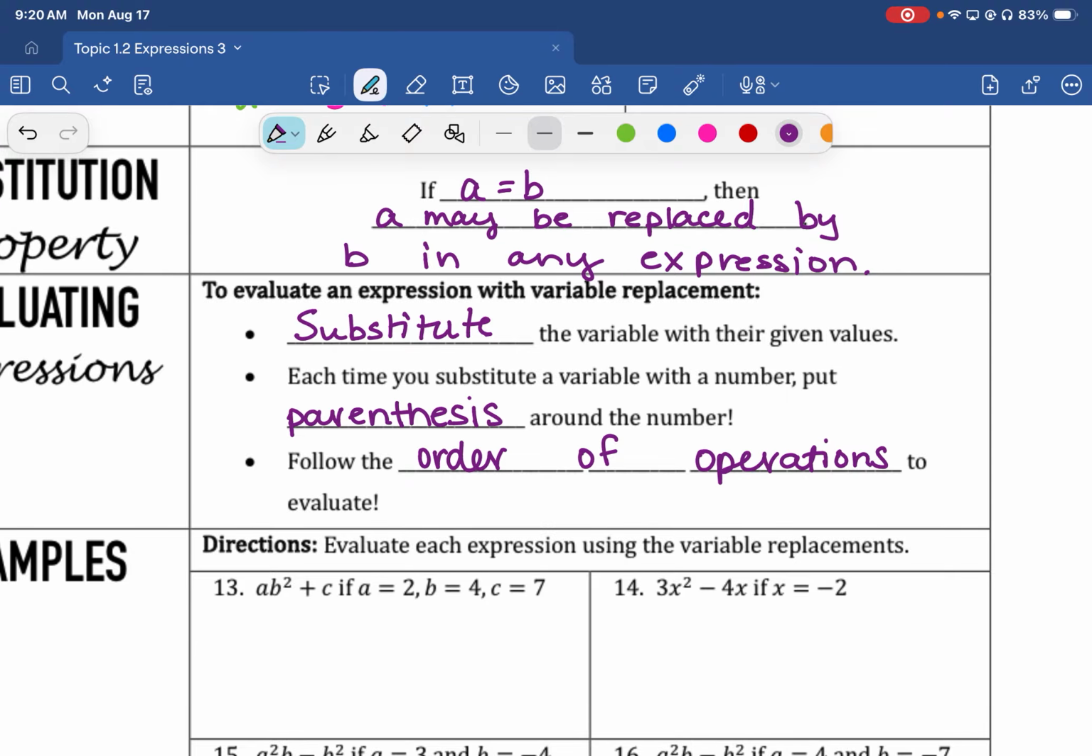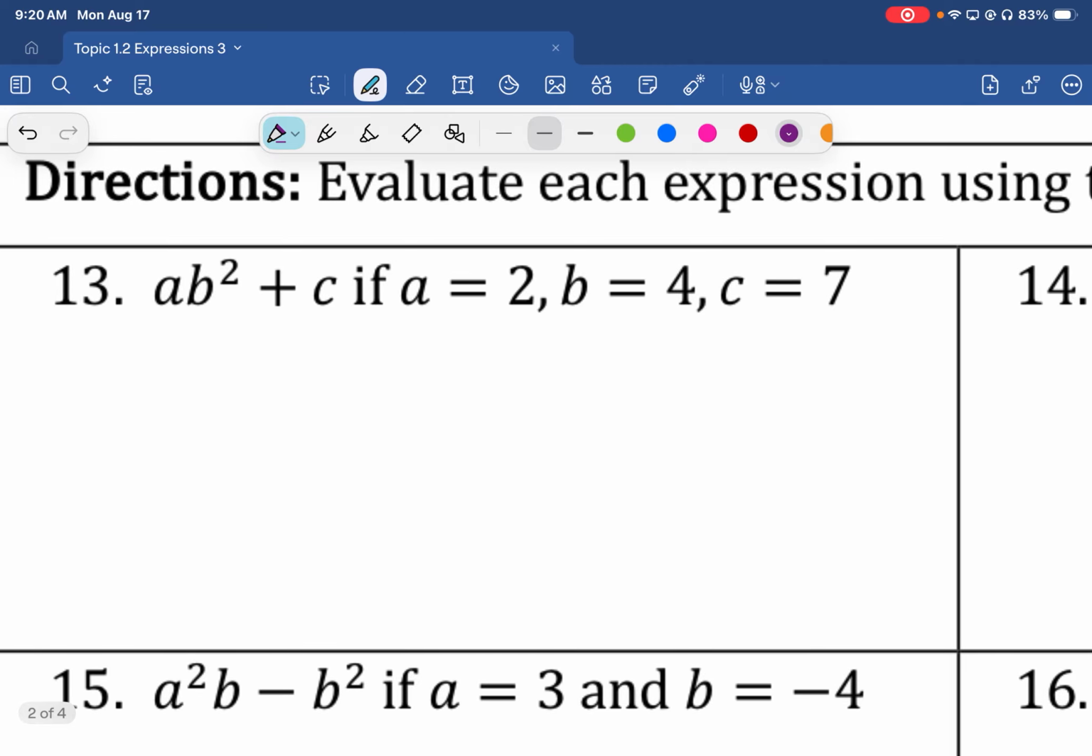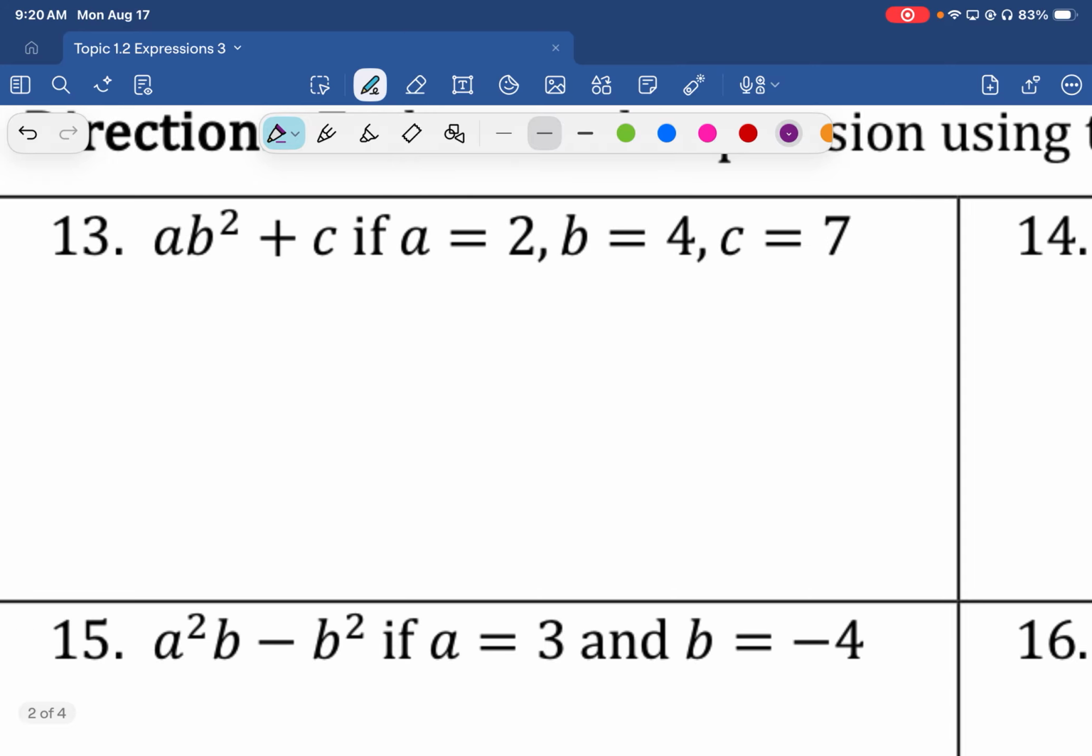Okay, so we're going to go through 13 and 15 real quick. So for number 13, we have a times b squared plus c if a equals 2, b equals 4, c equals 7. When I have a problem where I'm going to be substituting in multiple values, I start by just setting up what I need to substitute into. So I just set up everything with my parentheses. So I have a times b squared plus c. I just get everything ready to plug in, and then I actually make sure I'm plugging into the right spot.